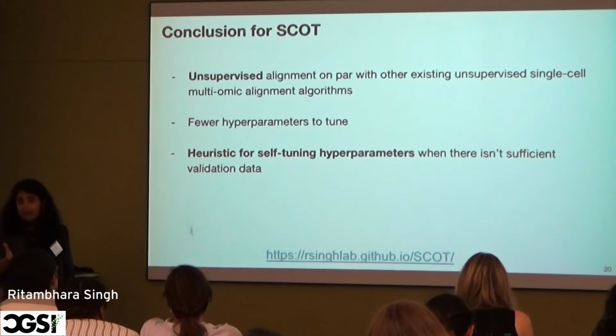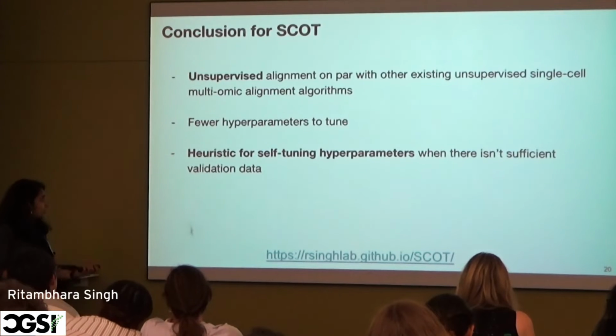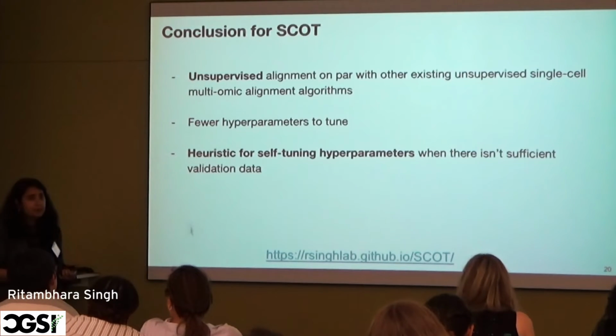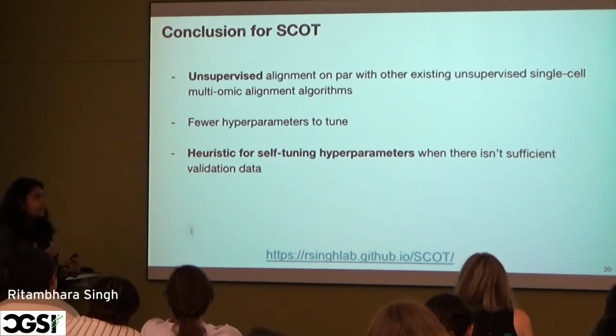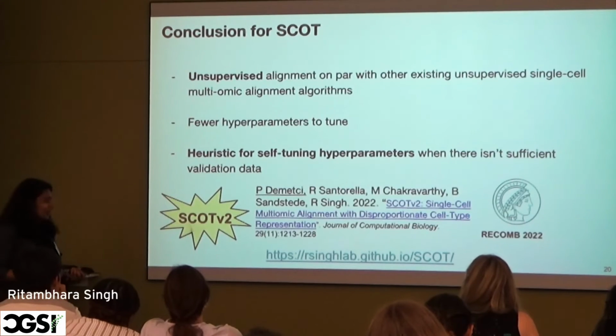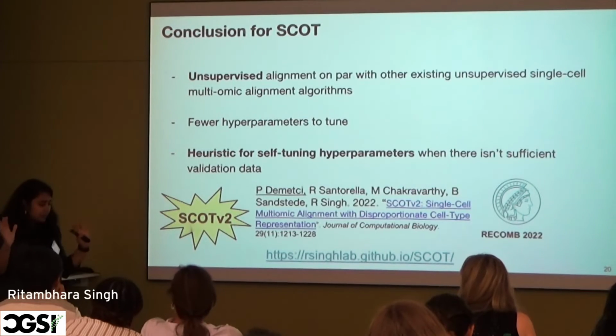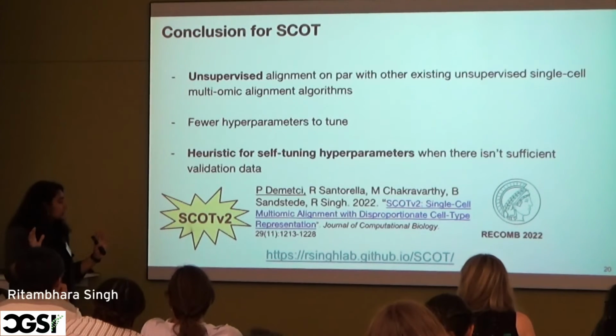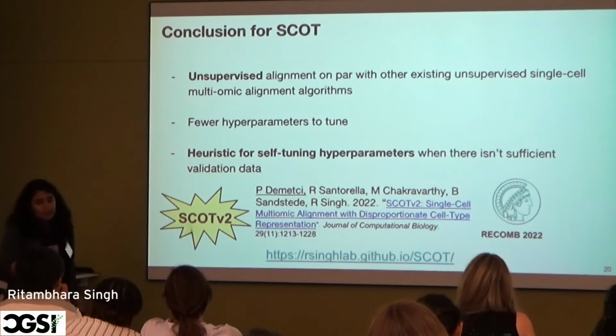So it's an unsupervised method. It can align data sets well. It has fewer hyperparameters, and the best part is that it has a heuristic to pick the hyperparameters when you don't have sufficient data. As I already mentioned, there's a better Scot version 2 out there, which is able to handle the disproportionate cell type representations in non-Coassay data sets, as well as combine multiple modalities. The code for both of these methods is on our GitHub site.